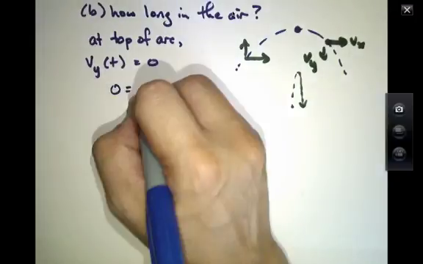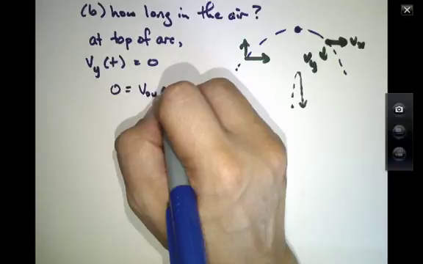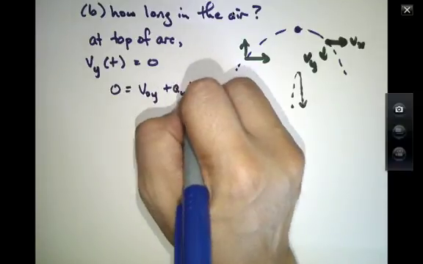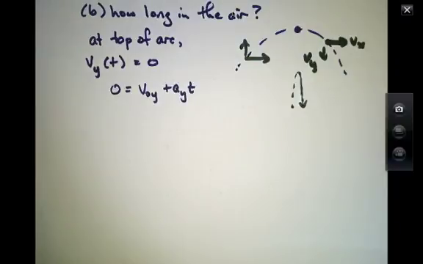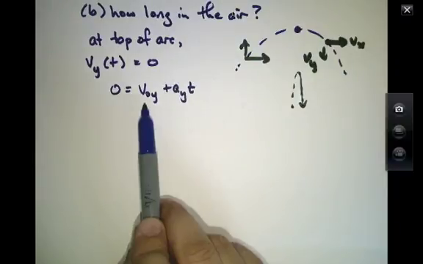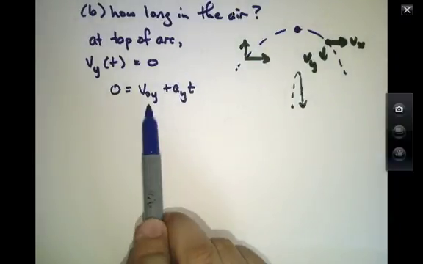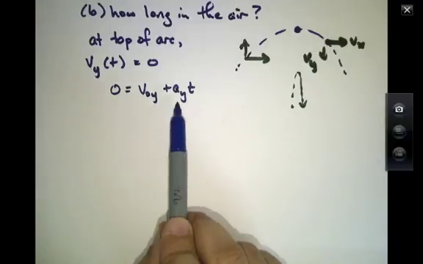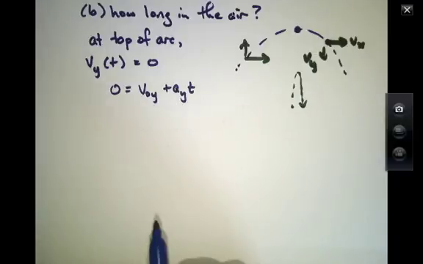So we'll say 0 equals V naught in the y direction plus a y t. And now we have a lot of unknowns here. We have to fill in for what V naught in the y direction is, the vertical initial component of velocity, and the acceleration in the y direction.